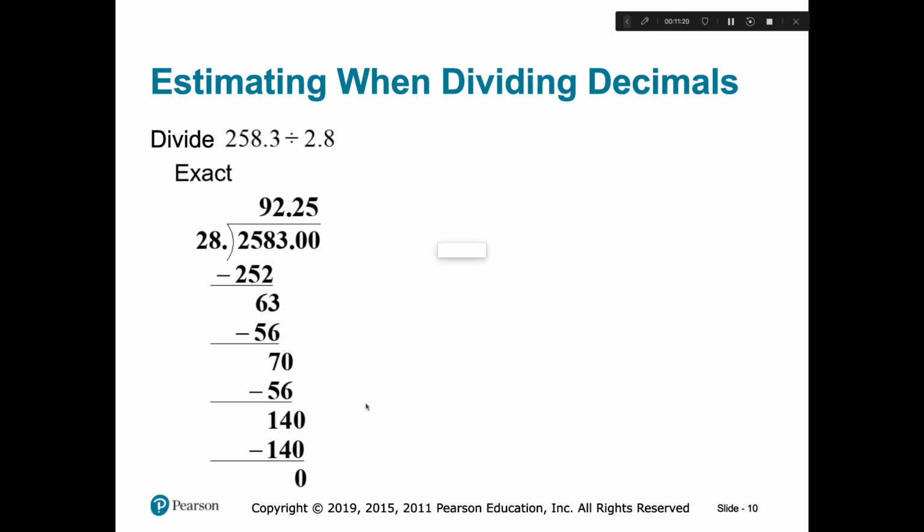28 will go into 70 how many times? Just 2. 56. When I subtract, I get 14. Have to add another 0 to drop down. 28 will go into 140 5 times evenly.